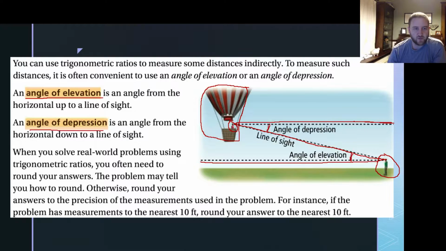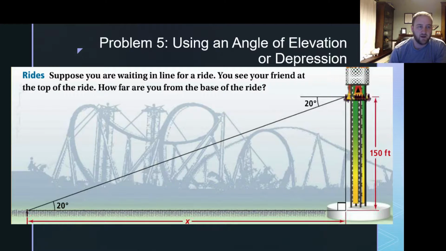When you solve real-world problems using trigonometric ratios, you often need to round your answers. The problem may tell you how to round, otherwise round your answers to the precision of the measurements used in the problem. So whatever they use in the problem, use those same measurements unless they tell you otherwise. So for instance, if the problem has measurements to the nearest 10 feet, you round your answer to the nearest 10 feet.